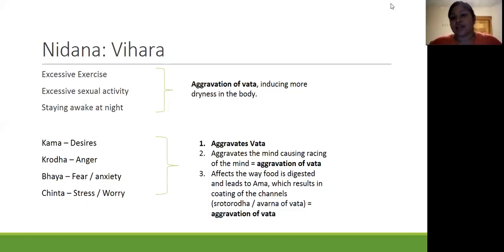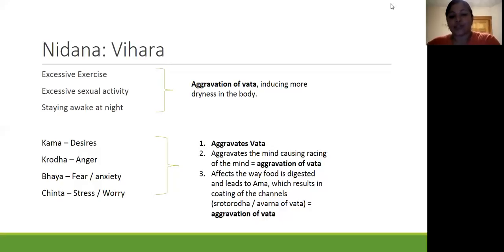Fear or anxiety, same thing. It causes, again, the mind to move in a very sporadic, very irregular way. Therefore, it also causes vata to move very irregularly, not at a steady pace and rhythm, therefore again aggravating vata. And chinta, which is stress or worrying, is again excessive movement of the mind, therefore excessive movement of vata. So as you can see here, all of these individually aggravate vata.